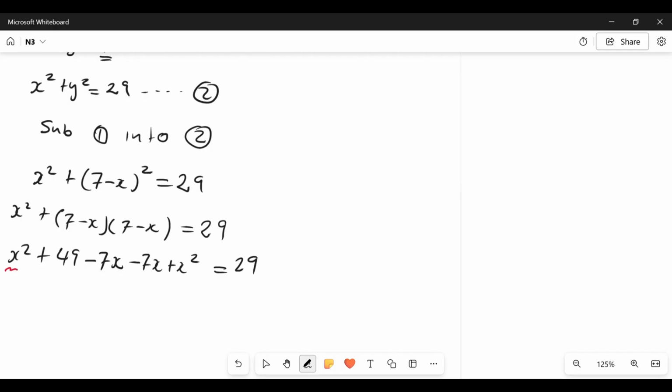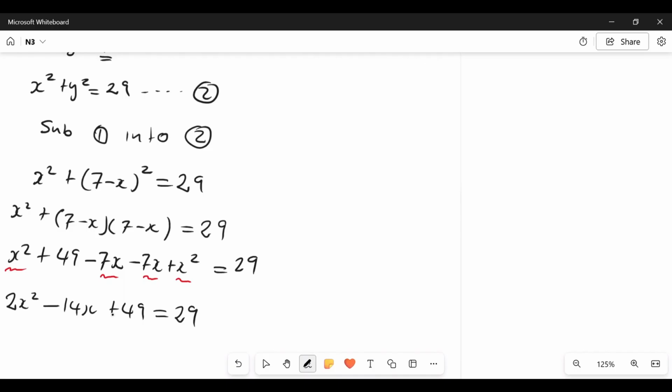First of all, we have x squared and another x squared there. And then we also have negative 7x with another negative 7x there. So let's add the like terms. So we're going to have 2x squared there. We have negative 7x and negative 7x. That is going to give us negative 14x. And we also left with plus 49 equaling to 29.